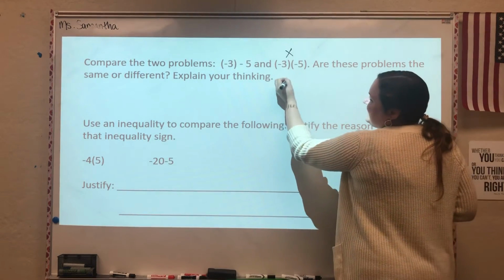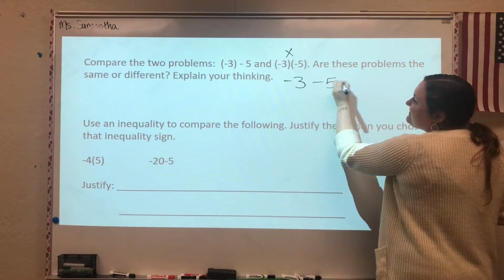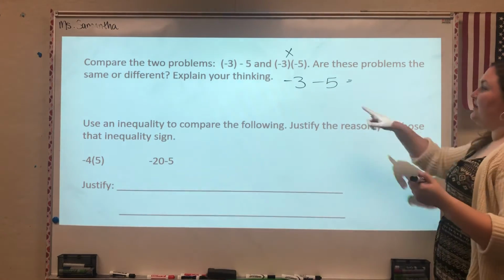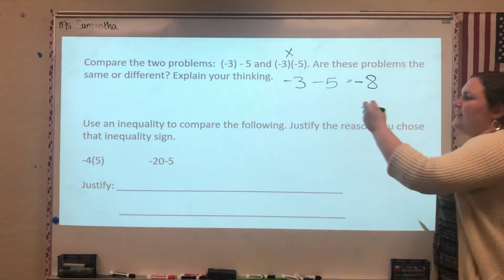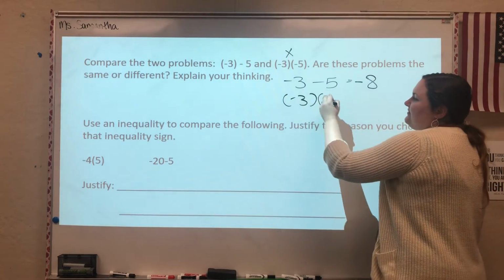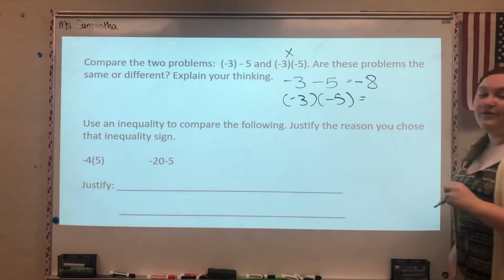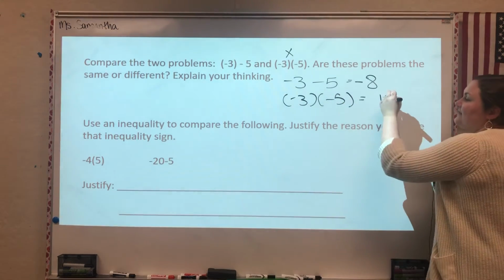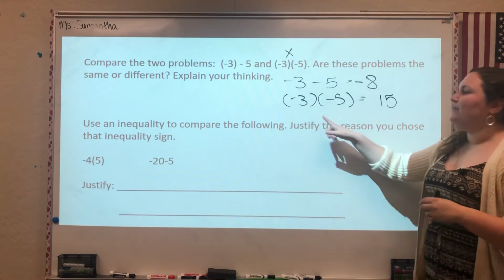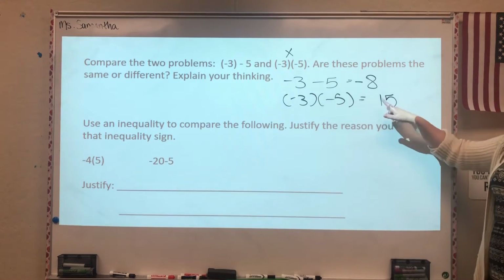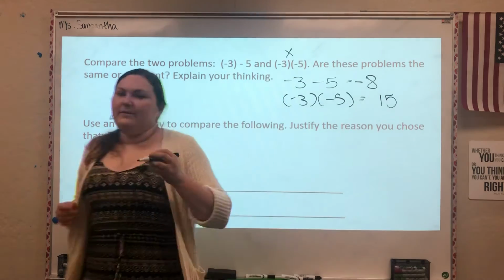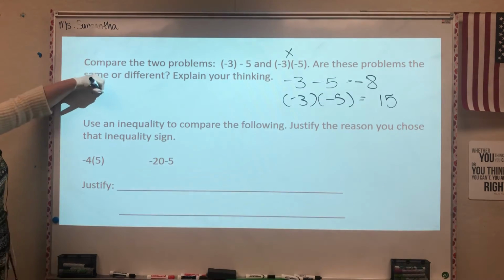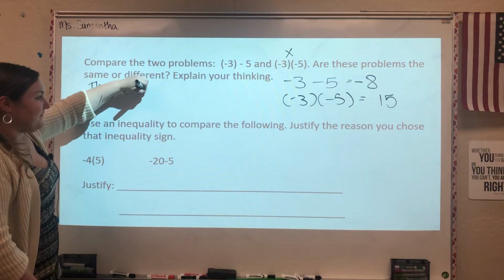This is just the same thing as -3 minus 5, which is what we just finished reviewing. They're both negative, so I'm going to be adding and keeping the negative sign. This other one here is multiplication. We know 3 times 5 is 15. And then we just said a moment ago, if you're multiplying the same sign, your answer would be positive. So we get positive 15. So to actually answer the question, are these problems the same or different? We would say that they're different.